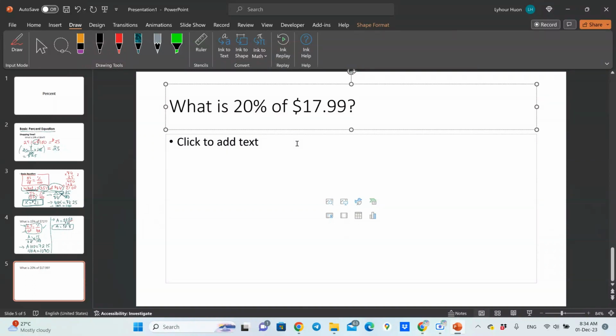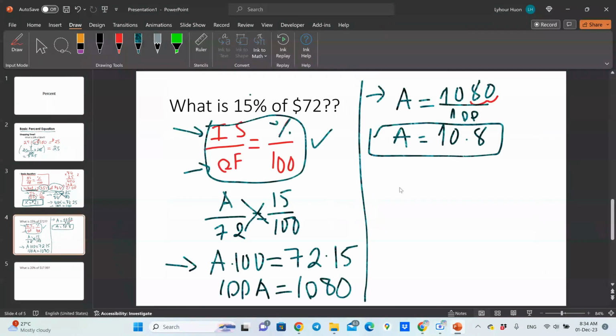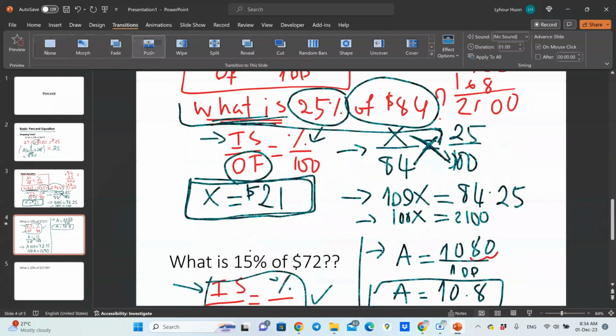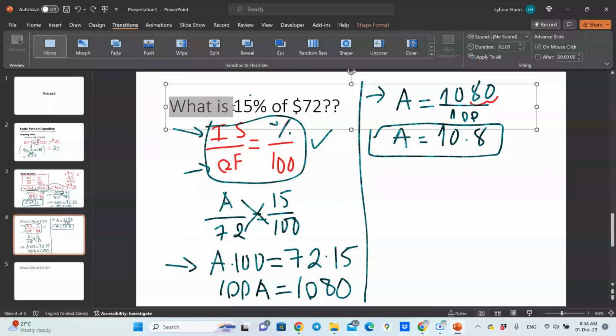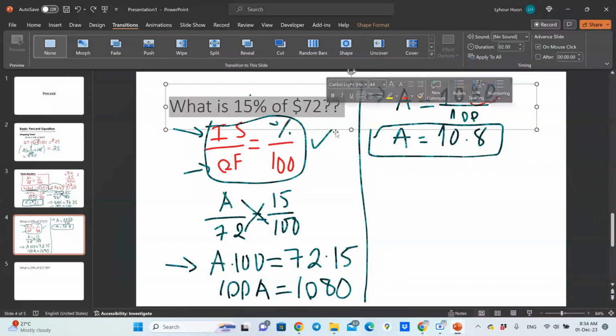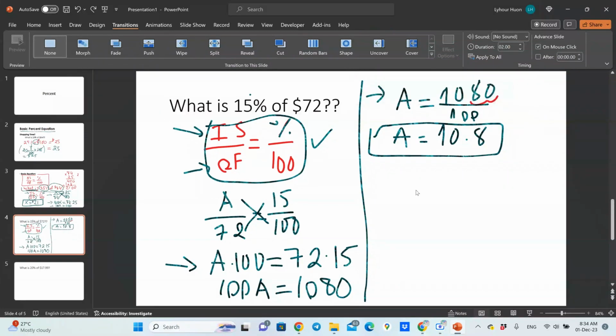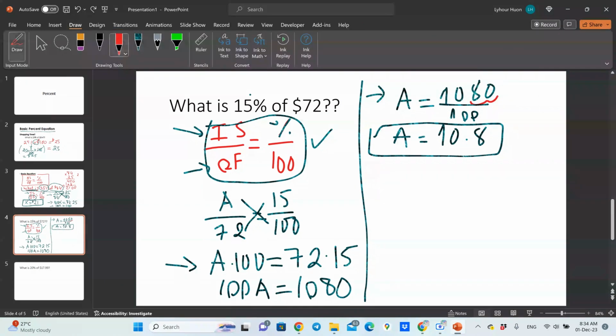But okay, let me finish the thing. The critical part is, for the previous question, what is 15% of $72? What does 15% really do in that $72?